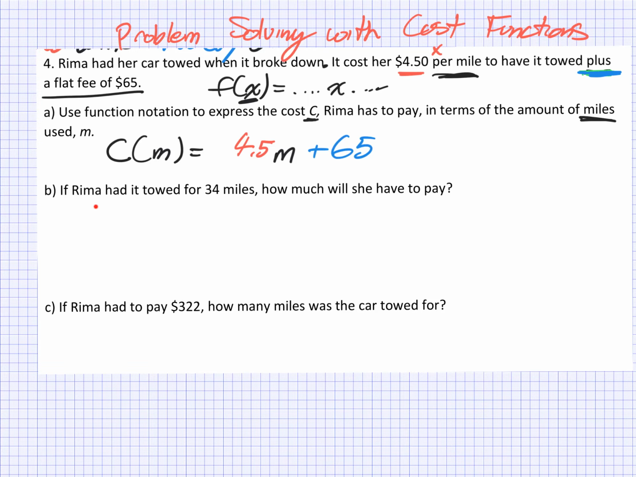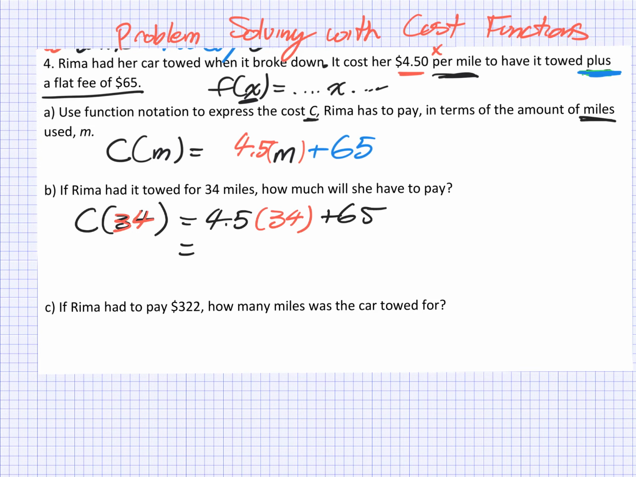The next thing we're going to do: if Rima had it towed 34 miles, how much would she have to pay? Okay. So what they're asking you to do is now use your cost function. So we have cost at 34. Okay, and I'll write that part in red. We'll replace the m with a red value. So c at 34 is equal to 4.5, and at this point, we're going to replace m with 34, plus 65.